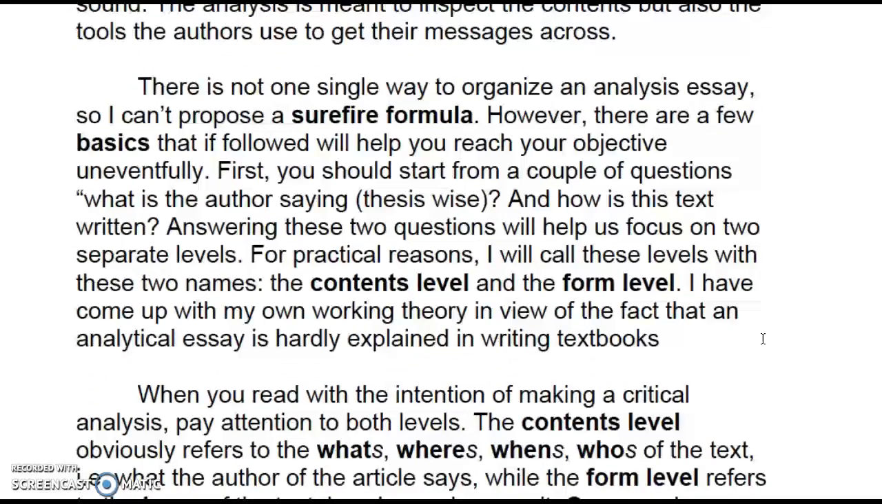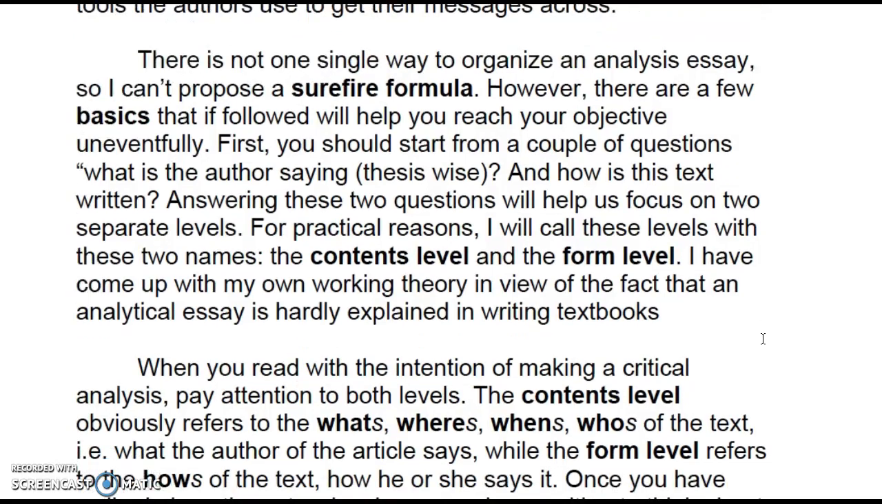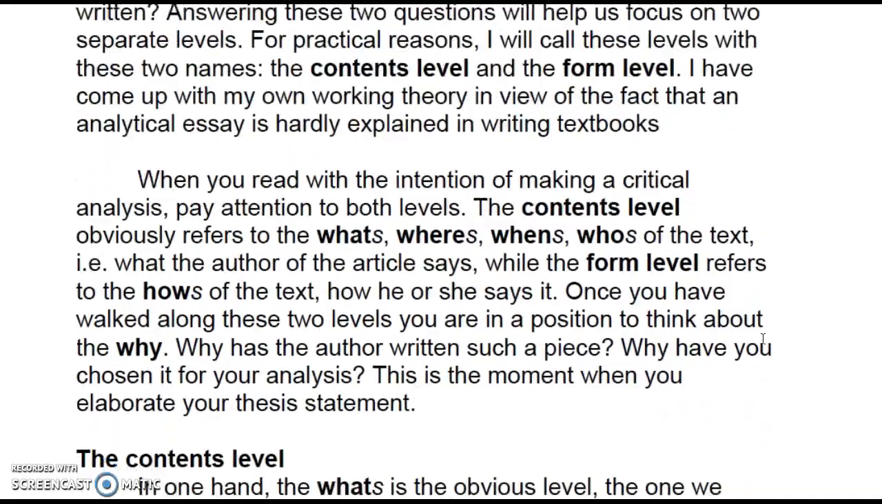Previously, I mentioned that there are 2 levels, the contents level and the form level. The contents level is what information the article is giving you. In this case, the contents level refers to the what, the where, the when, the who of the text, the information that is tangible, that you can see. While the form level is a more subtle level. You don't have it in an obvious way.